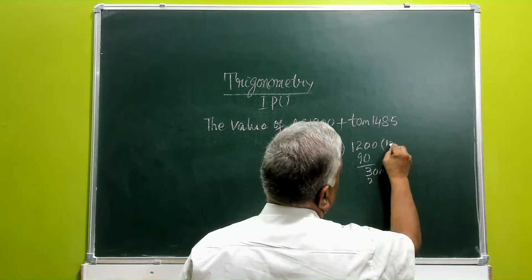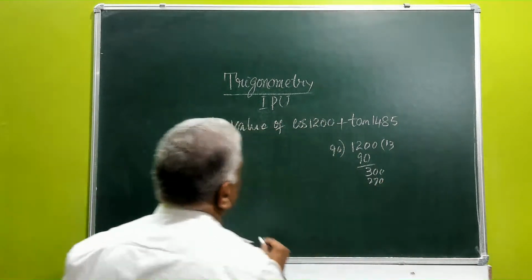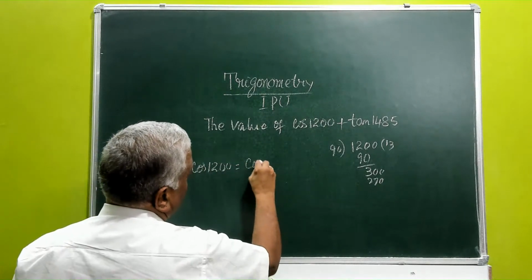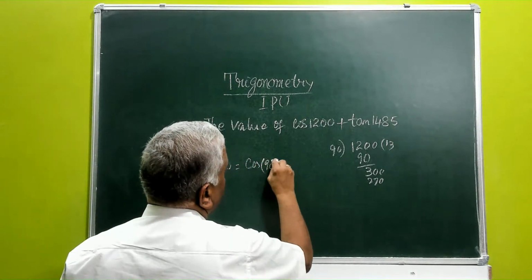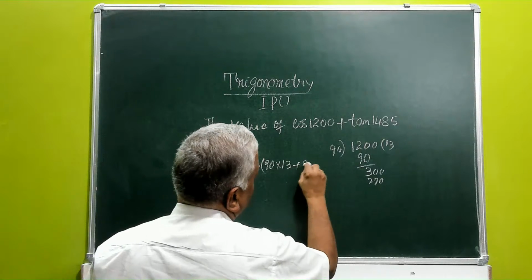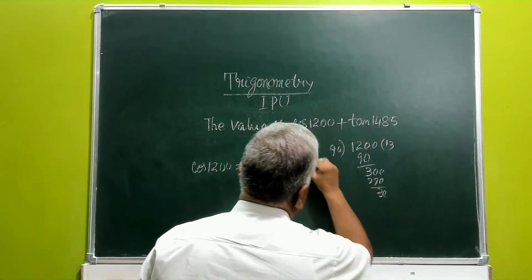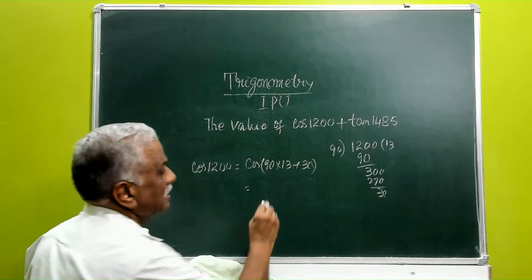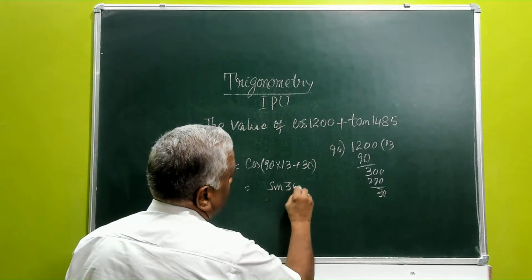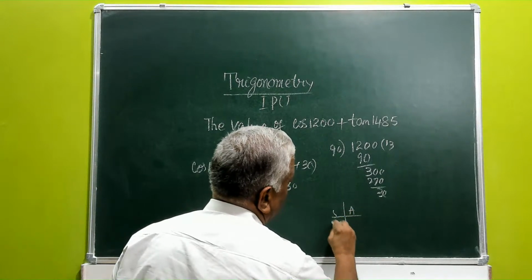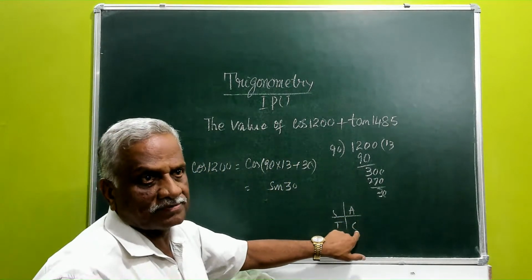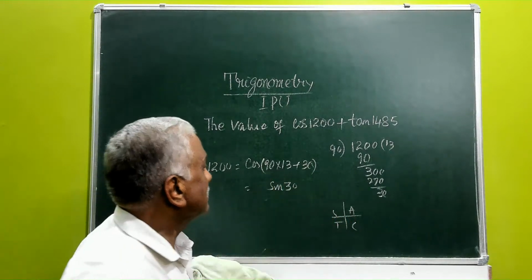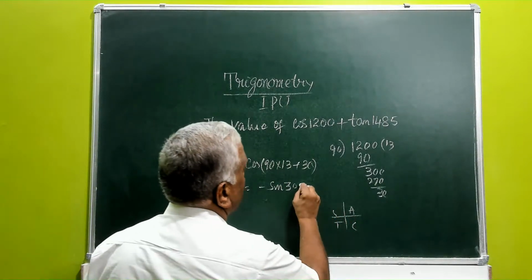3 times it goes 270. So this is cos 1200, which will be cos of 90 into 13 plus 30, because this is 30. 90 into 13 is an odd multiple, so it has to change to sine 30. Now ASTC: 12 means one round is over. 13 is here, plus here. Cos is negative, therefore minus. So this is minus half.